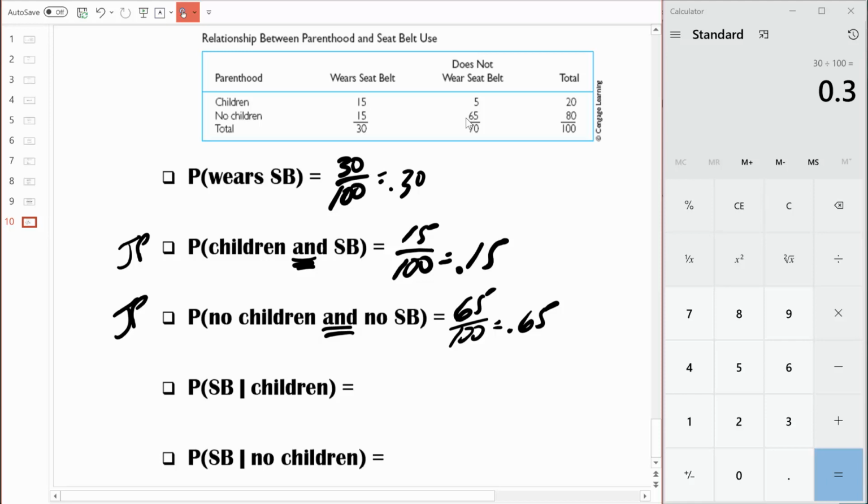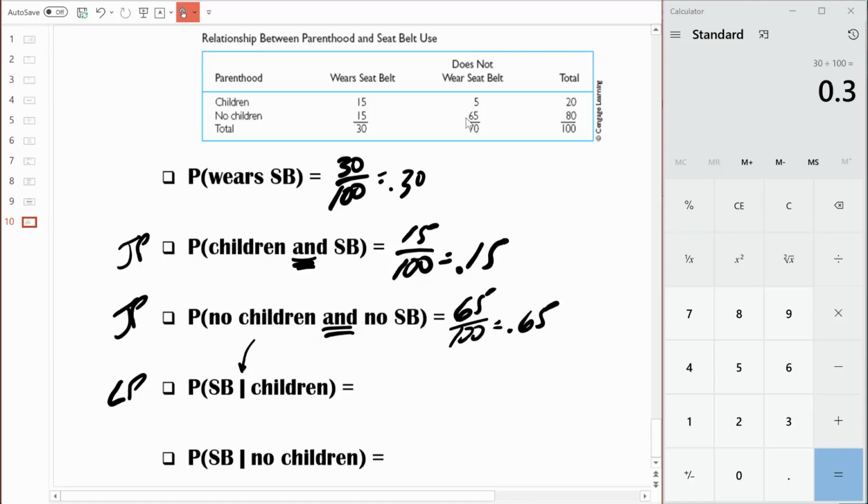We're going to compute now a pair of conditional probabilities, CP. They're called conditional probabilities because they're based on some condition being true. In this case, I'm trying to compute the probability that somebody wears a seatbelt given that they have children. Do you notice how I just stressed that a condition needs to be true? We're trying to figure out the probability that they wear a seatbelt given the condition that they have children. This symbol that you see right there is a pipe, and it should simply be read as the word given.